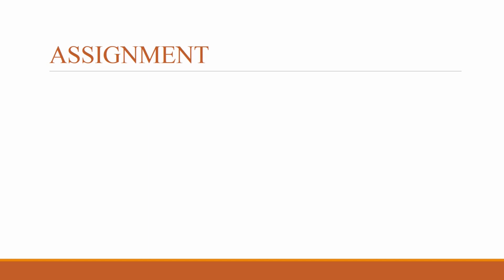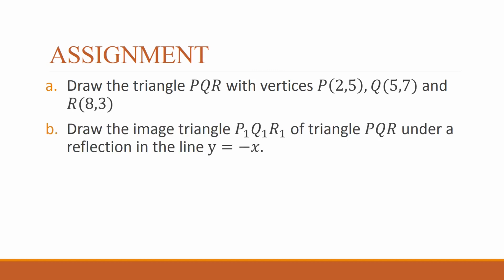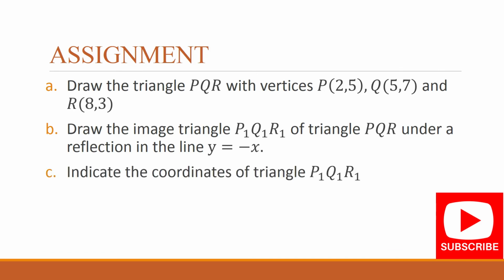Now your assignment. You are to draw the triangle PQR with vertices P, which is 2, 5, Q, which is 5, 7, and R, 8, 3. You are also to draw the image triangle P1, Q1, R1 of triangle PQR under a reflection in the line y equals negative x. Then lastly, you are to indicate the coordinates of the triangle P1, Q1, R1.